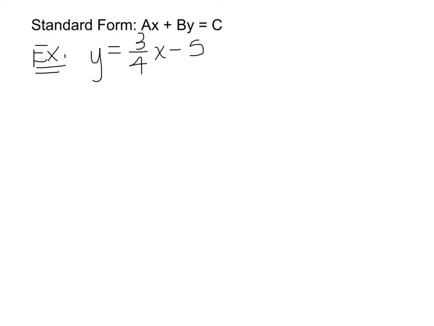And what I do is, as soon as I see a fraction, I want to get rid of it. So looking at your denominators, your least common denominator is 4. So I do 4y, multiplying everything by 4. 4 times 3/4, that's 12/4, which is 3x. And 4 times -5, which is -20.